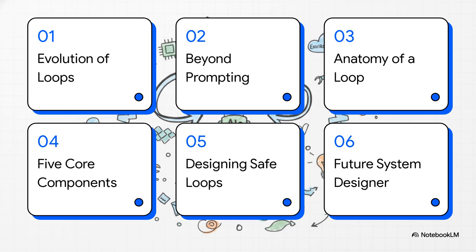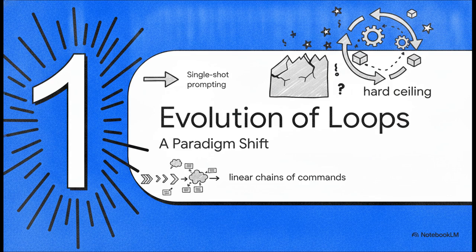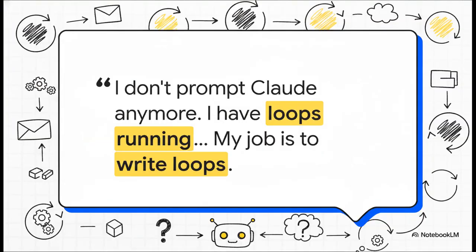Let's jump right in. Section 1, the evolution of loops, and why this is such a massive paradigm shift. To really grasp this shift, we have to look at where we're coming from. For the last couple of years, the standard was single-shot prompting, or maybe linear chains of commands. But honestly, that manual workflow, it has a really hard ceiling.